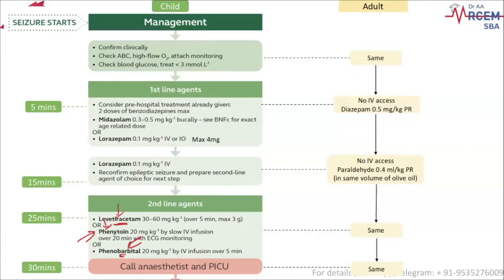Why? Because the patient is already on it and he's having a status epilepticus. That means this drug is not effective. You can assume that the drug might not be effective. That's why you are giving another drug of choice.